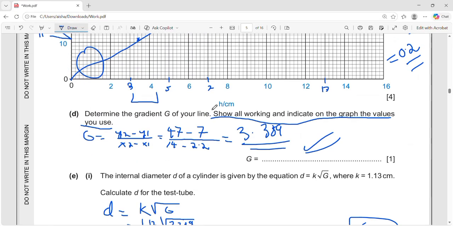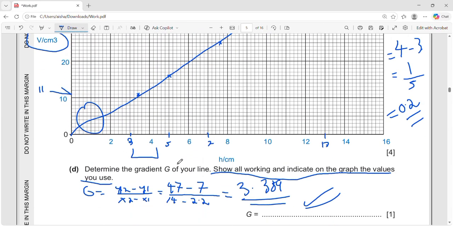Determine the gradient G of your line. Show all working and indicate on the graph the values you use. Okay, now you need to know that for gradient, the formula is always y2 minus y1 over x2 minus x1. So basically you use the triangle method.